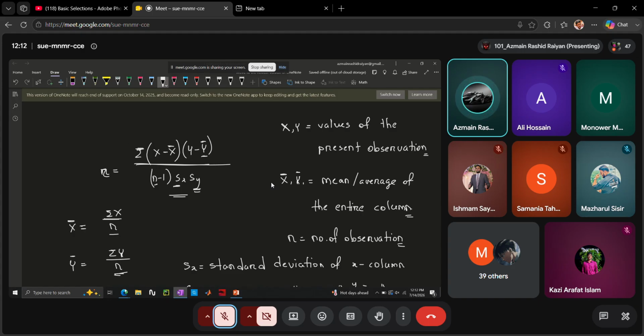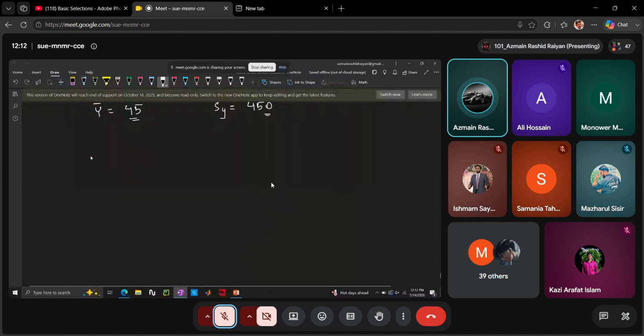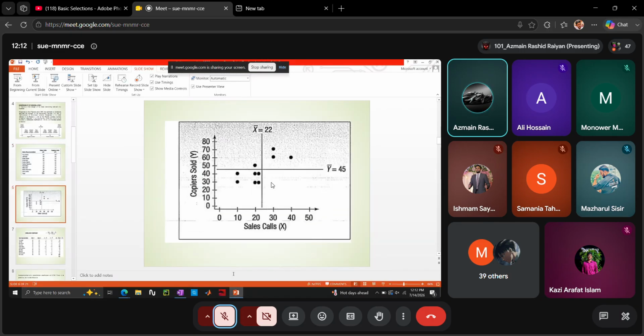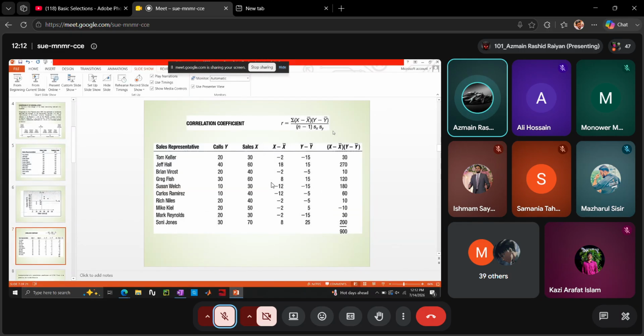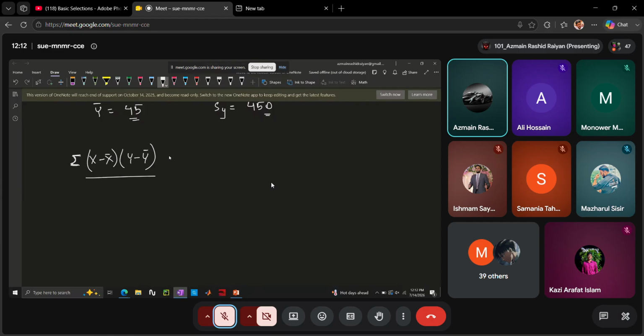So what you have to do is use the summation of X minus X bar. First you have to find the product of each observation, which is X minus X bar and Y minus Y bar, and then sum all of them up. If I go to the sheet here, as you can see, they have multiplied X minus X bar with Y minus Y bar and summed them up. The summation is equal to 900.